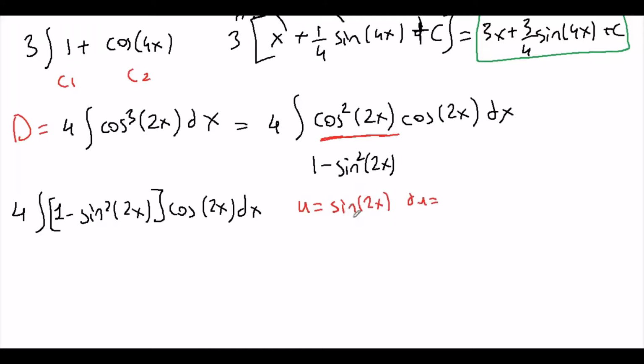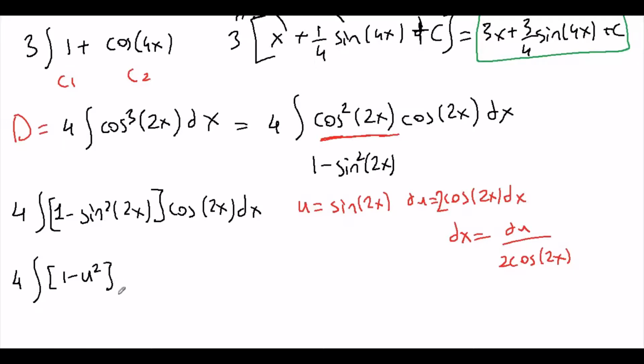Then du will be the derivative of this. Derivative of sine is cosine. And we're going to apply the chain rule, multiply it by the inside function's derivative. So derivative of sine of 2x is 2 cosine of 2x dx. And if you solve for dx here, dx will be equal to du over 2 cosine of 2x. Let's rewrite everything in terms of u. We have 4 times 1 minus u squared, and we have cosine of 2x here. Instead of the dx, we have du over 2 times cosine of 2x.